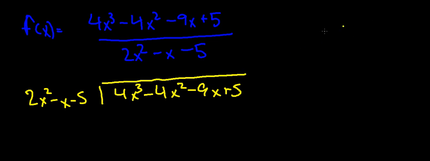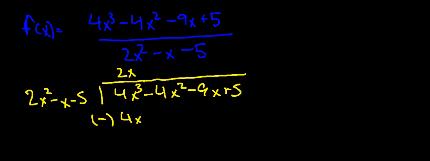And again, this is just like a basic division problem. We need this front term to be equal to this term, and we do that by multiplying. So in order for this to be equal, I need to multiply this by 2x. So I multiply this by 2x, it's going to give me 4x cubed. Now I multiply everything in the divisor by 2x. So we have 4x cubed.